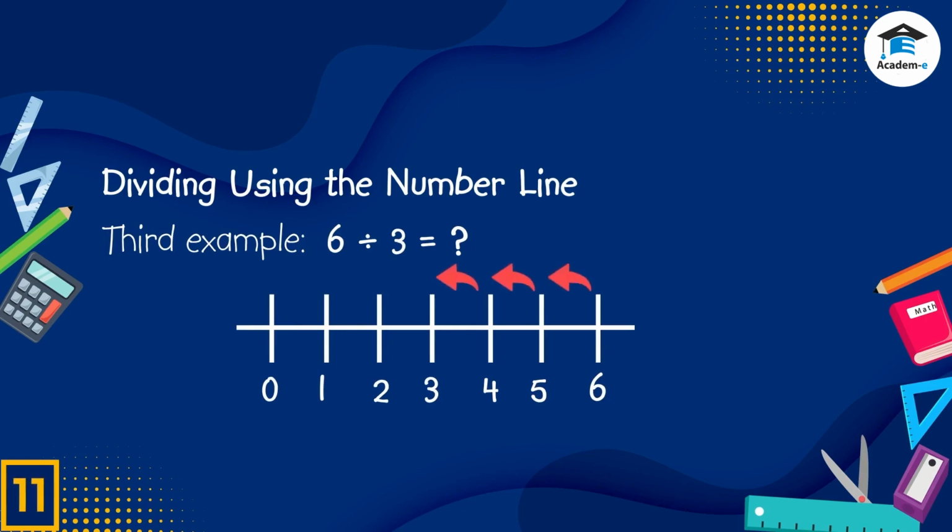1, 2, 3, and put a dot. 1, 2, 3, and put a dot. Now, we have reached 0. Let's go back to number 6 and count all the dots. 1 dot and 2 dots. The answer in 6 divided by 3 is 2.